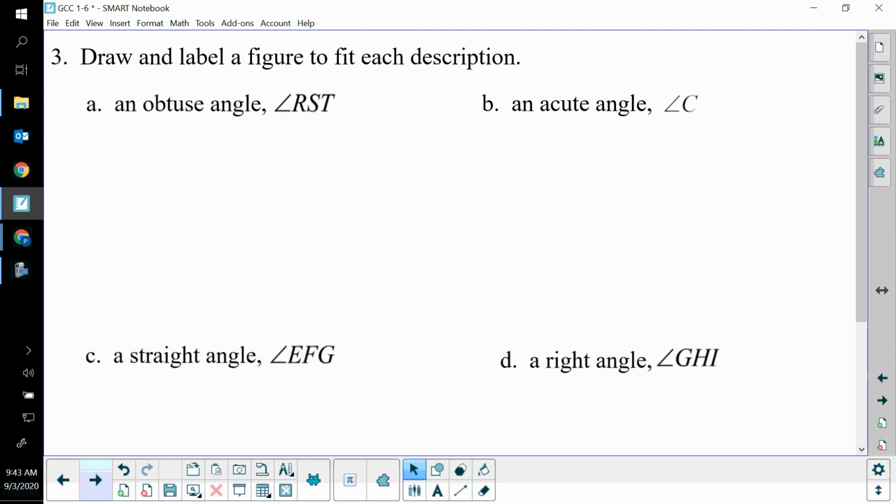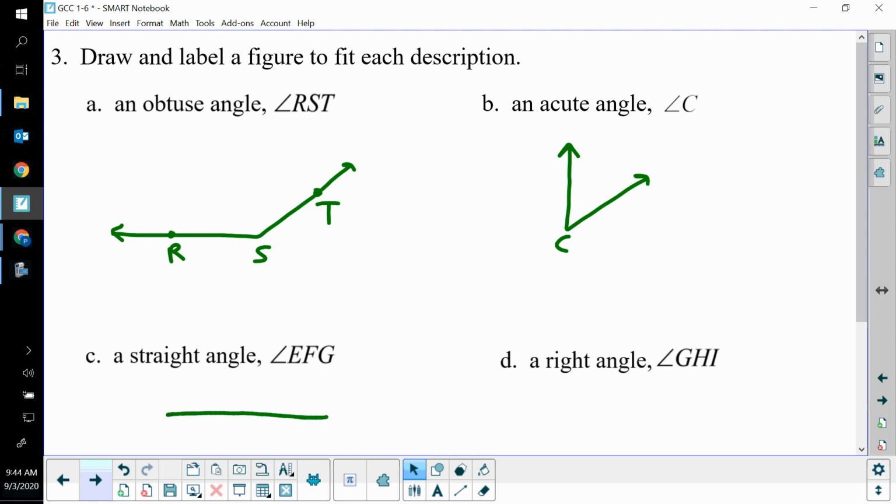On the bottom, we're going to draw and label some things. An obtuse angle, so that should be between 90 and 180. So RST, so I'm going to put point R here, S there, and we'll put T there. Acute angle C, so it should be something between 0 and 90, and we can just label a single letter C. Straight angle EFG. A straight angle should just be a straight line. So we got E, F, and G.